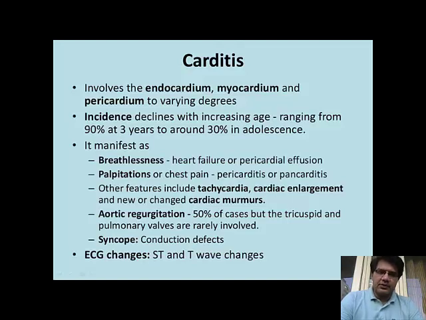So these are the various manifestations. ECG, you will have PR prolongations, and ST and T wave changes, which are classical of pericarditis, might appear. What are the ECG changes in pericarditis? You have generalized ST elevation with no reciprocal ST depression. Now the incidence will decrease with increasing age. So 90% at 3 years to around 30% in adolescents, and it is uncommon in adults.